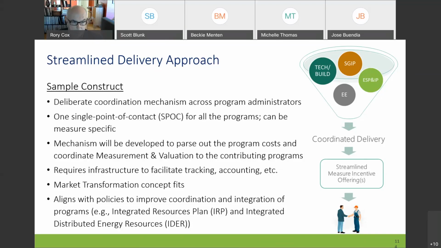So again, looking at the illustration on the right, if we could figure out how we funnel all these offerings and make it one coordinated delivery, so that it's one single streamlined measure incentive offering to the contractor and customer, who ultimately are the decision makers in this process, the contractor making the recommendation to the customer, and then the customer ultimately deciding what technology they want to have installed. If we make it streamlined and singular, then we minimize the complexity for not only the programs, but ultimately the customer who is the beneficiary.